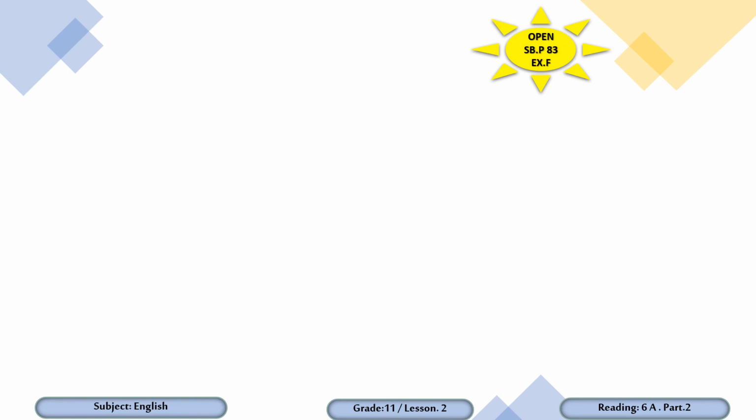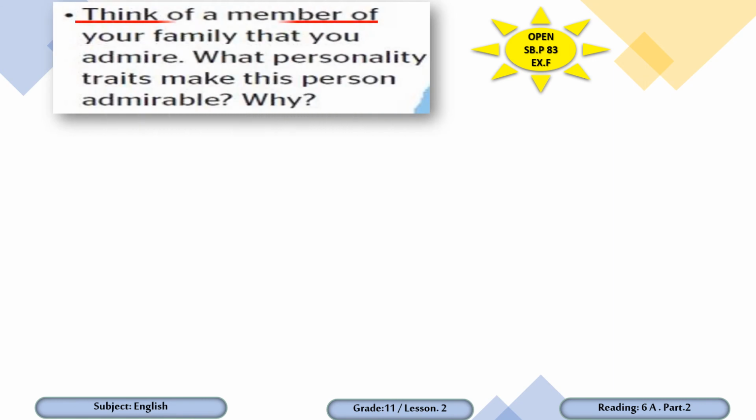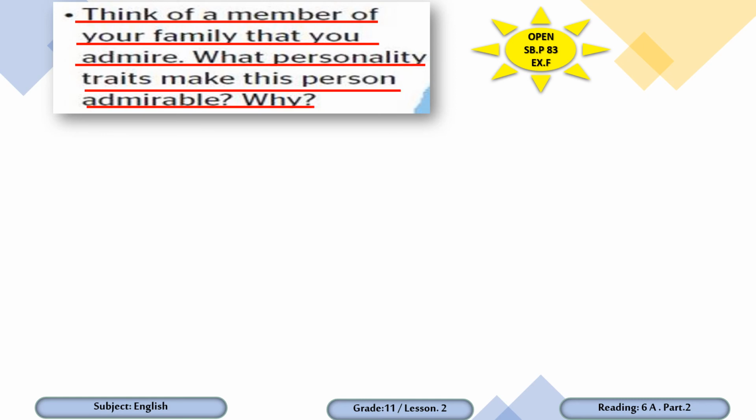Dear students, we are still in student's book, page 83, exercise F. Now think of a member of your family that you admire. What personality traits make this person admirable and why? What you simply need to do is think of one member of your family that you admire and think of the personal qualities that you like in this person. Please take your time, pause the video for some time, think of the person and his or her qualities. After that, play the video again in order to read the suggested answer.